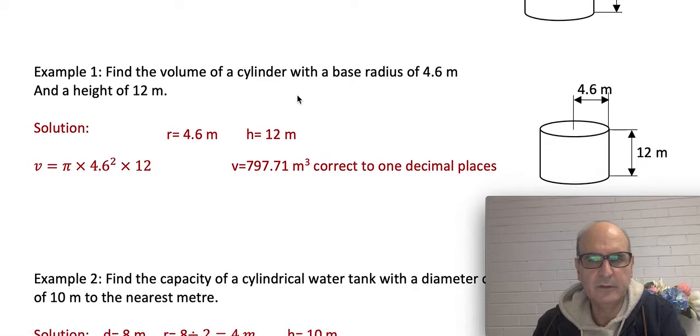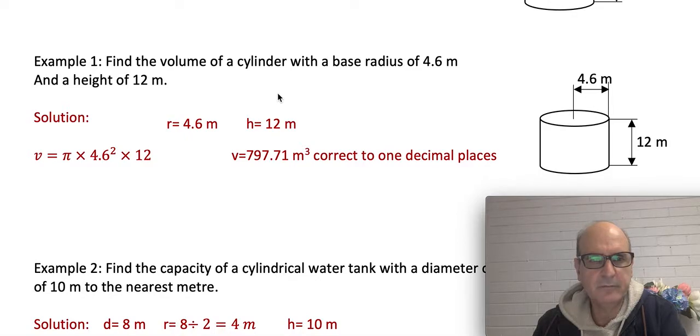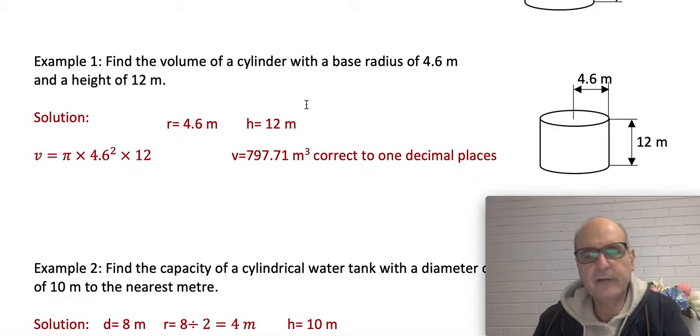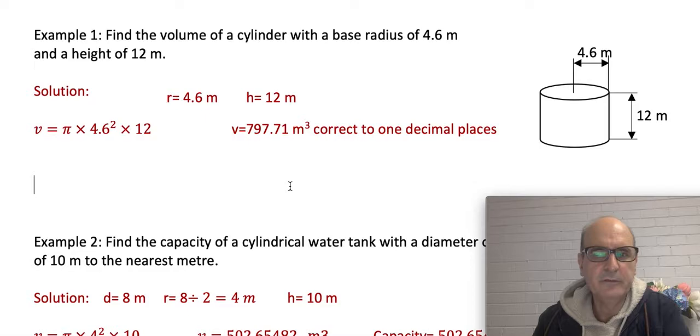So let's look at a number of examples. Example 1, find the volume of a cylinder with a base radius of 4.6 meters and a height of 12 meters. We have a height of 12 meters. We need to find its volume.